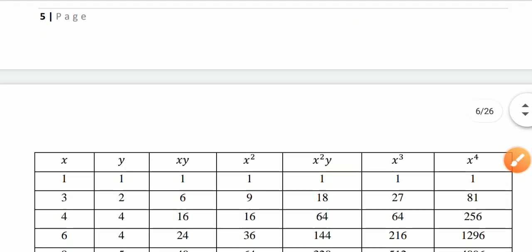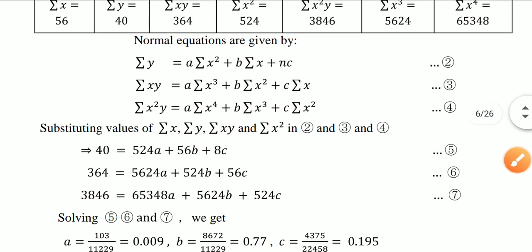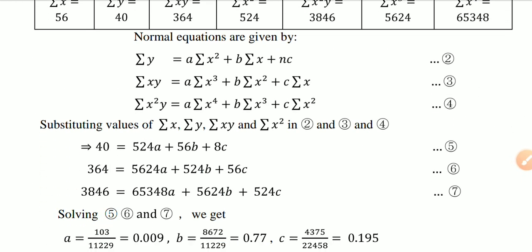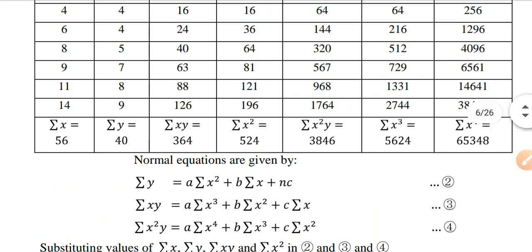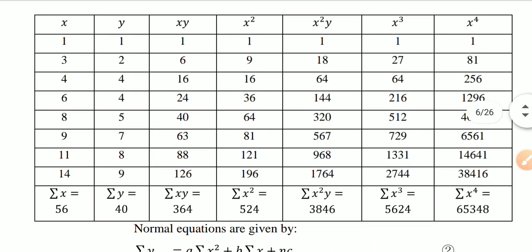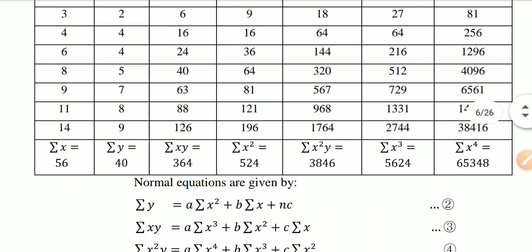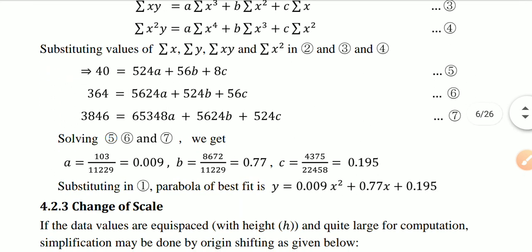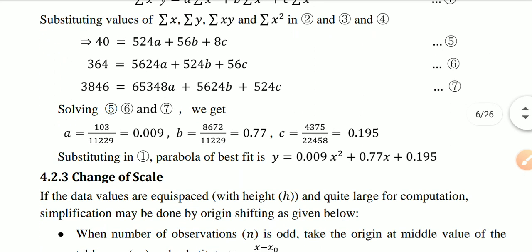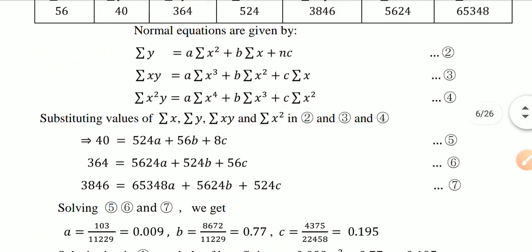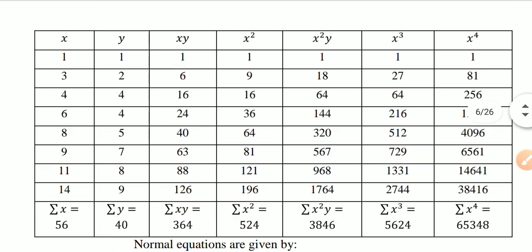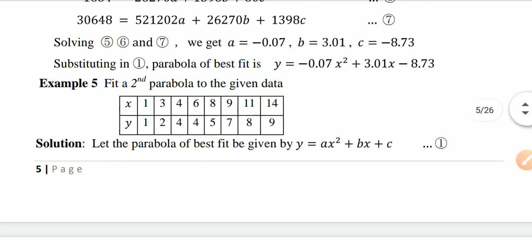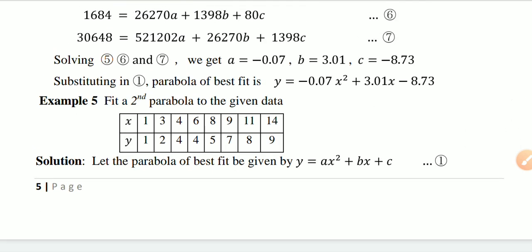And what are the normal equations? These are the 3 normal equations. You can verify with the table. This is your whole homework, but it is simple calculation, so you can easily check. So those are examples of fitting a parabola to the given data.